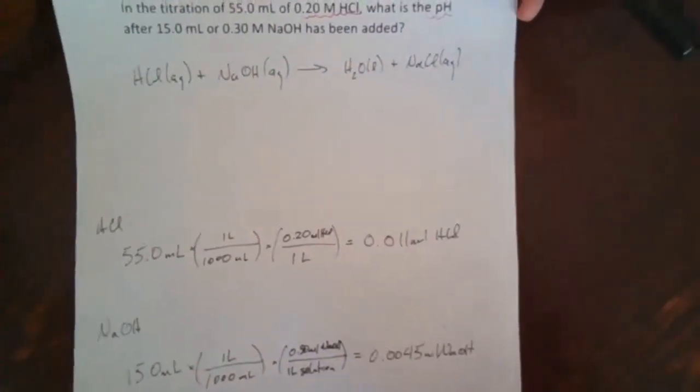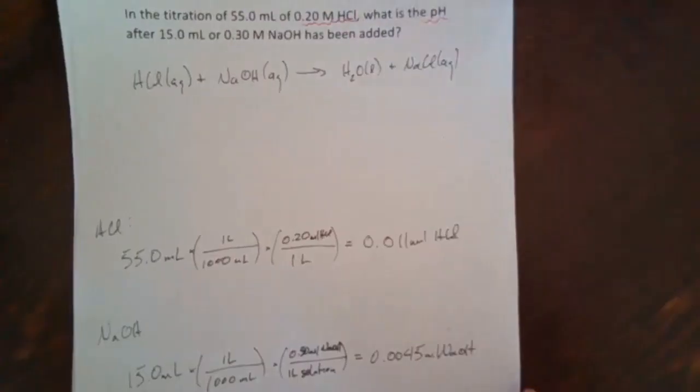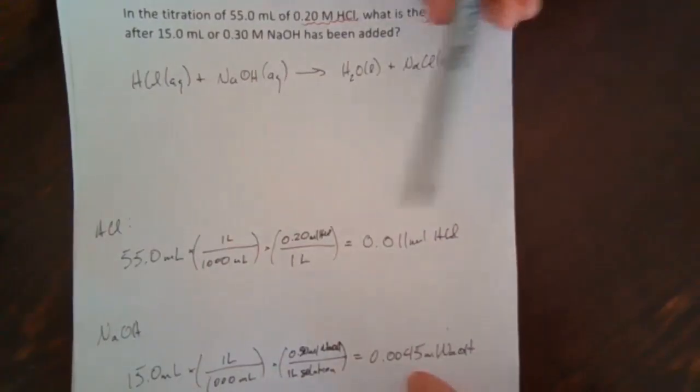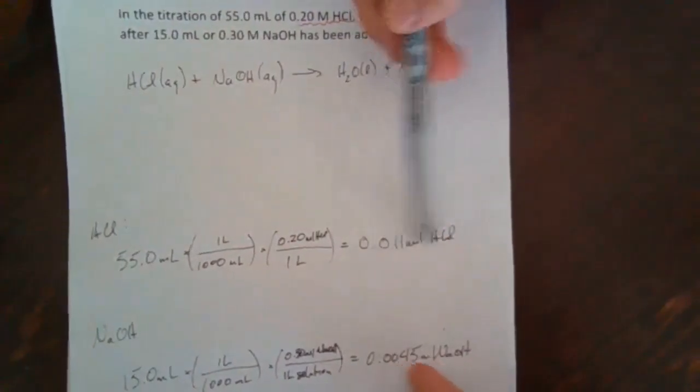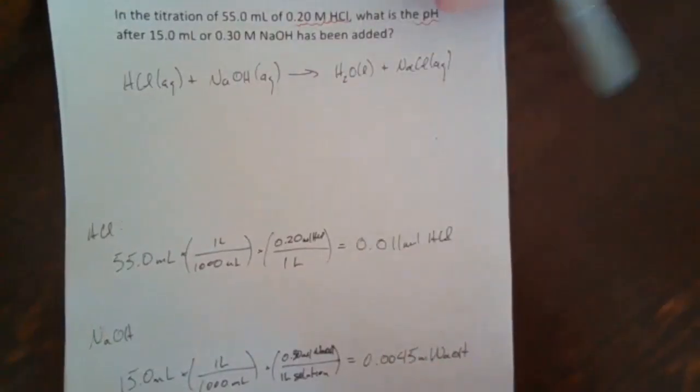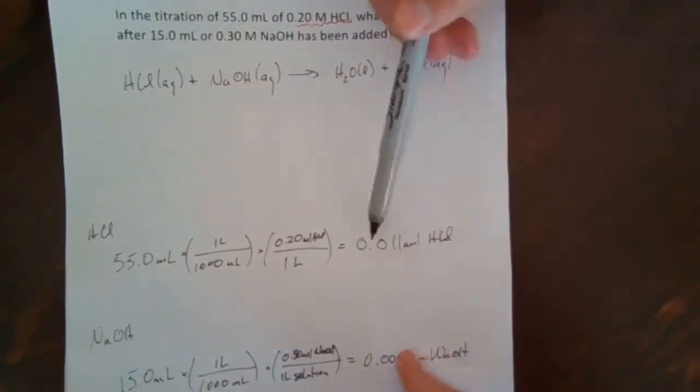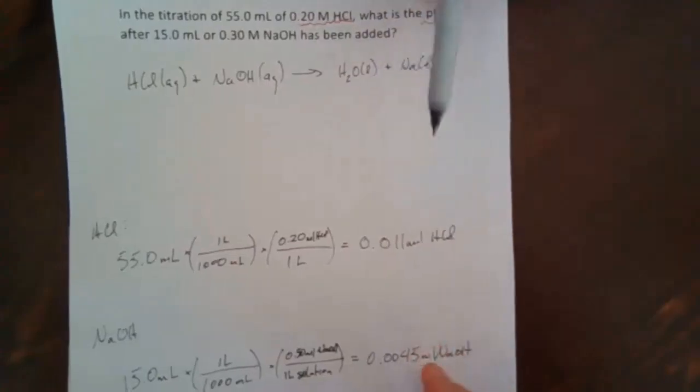So I'm just taking my volumes that are in milliliters, I'm converting each of them to liters, and then using the molarity to convert to moles of solute in those solutions. So I've got that representation now here, what that looks like. And so one of the things we can see is that I have different amounts of my two reactants.